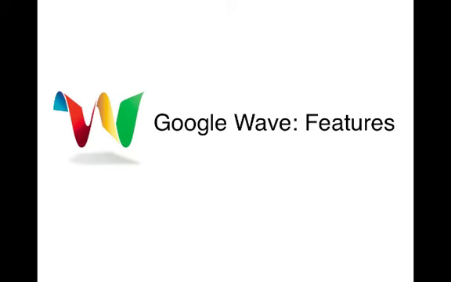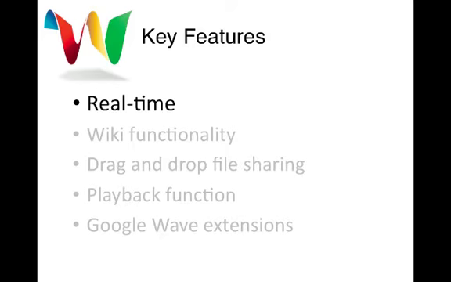So next, I'm going to talk about Google Wave's key features. First, real-time communication. Google Wave can support real-time communication. When a friend is online or some of the wave participants are online, then I can see them type letter by letter on that wave. If, for example, I'm not online, then their messages will be sent as email and I will see their messages the next time I log on.